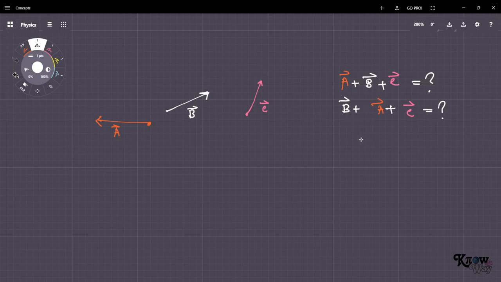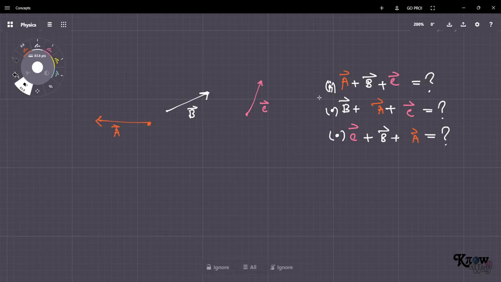Or also I want to find out what is C plus B plus A over here. So I just took these 3 scenarios. You can also add different scenarios right here, but I'm just initially taking these 3, and I will go through them all very shortly. So let's just dig right in. Let's go for the first problem.